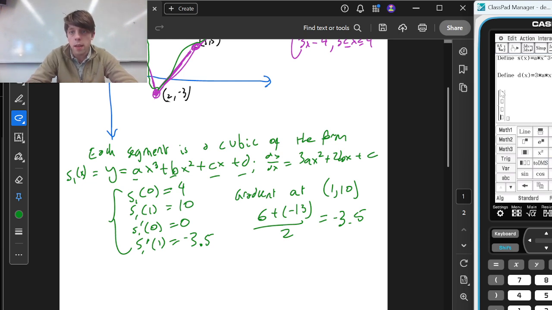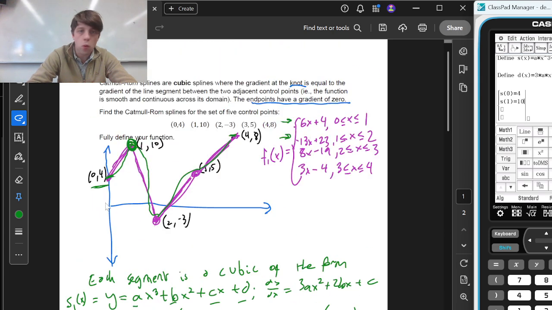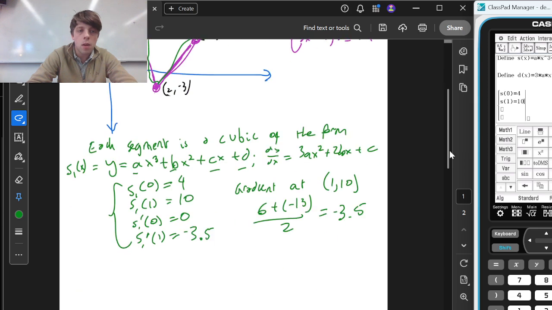Now let's put in the various conditions here. We're going to set up what we have, since each of these conditions needs to be met, using the ones that I've written over here to the left. So s of 0 must be equal to 4. S of 1 must be equal to 10. That's these two points here on the graph. And also the derivative when x equals 0 must be equal to 0, because that's a condition. And then finally, the derivative when x equals 1 must be equal to -3.5. And we're solving for a, b, c, and d.